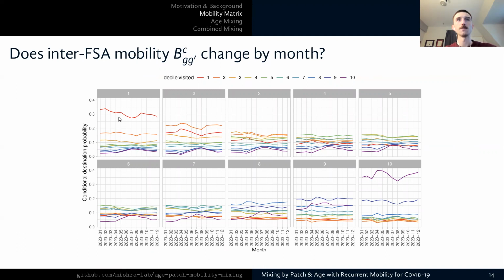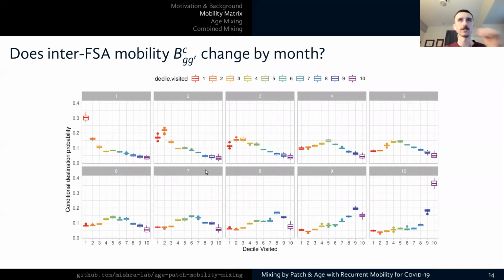So if I'm from FSA 1 or decile 1 and I've traveled, the chance that I'm going to travel to another region in decile 1 is roughly 30% throughout the pandemic. So the conditional probability of where I'm going, given that I'm going to travel somewhere, seems pretty consistent throughout the pandemic, despite those restrictions. There are some biases, but this is another representation of that data. So that's the conditional probability.